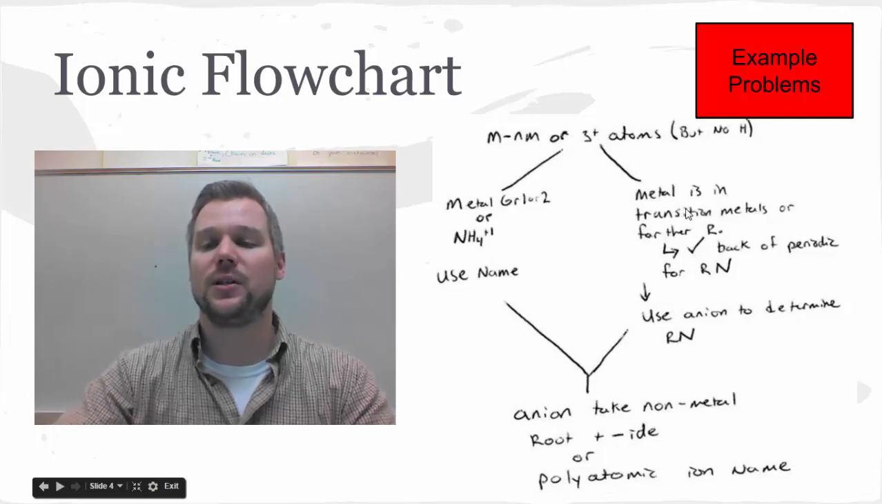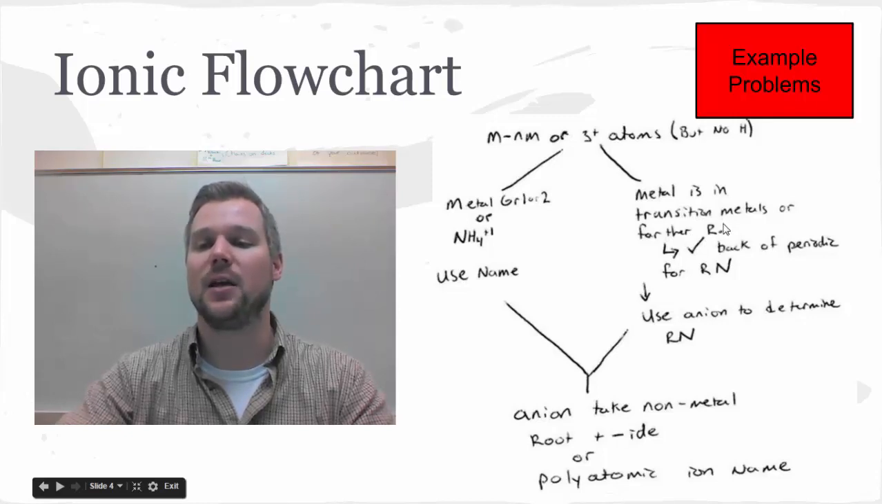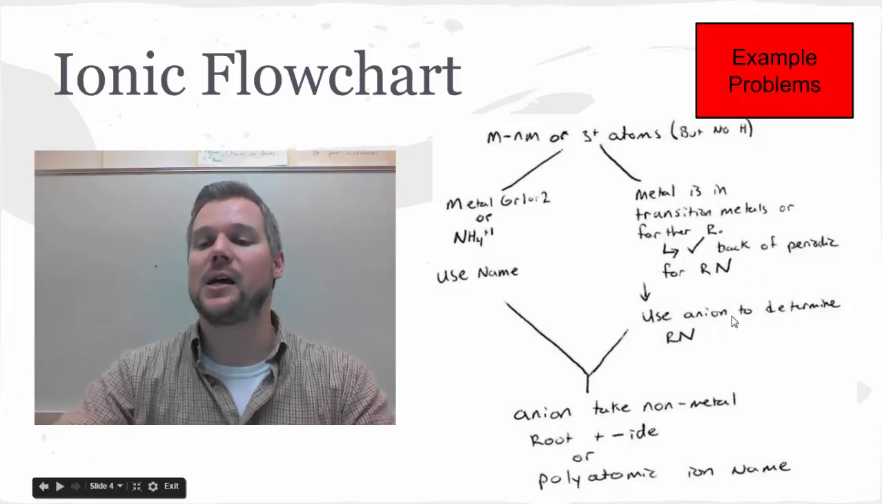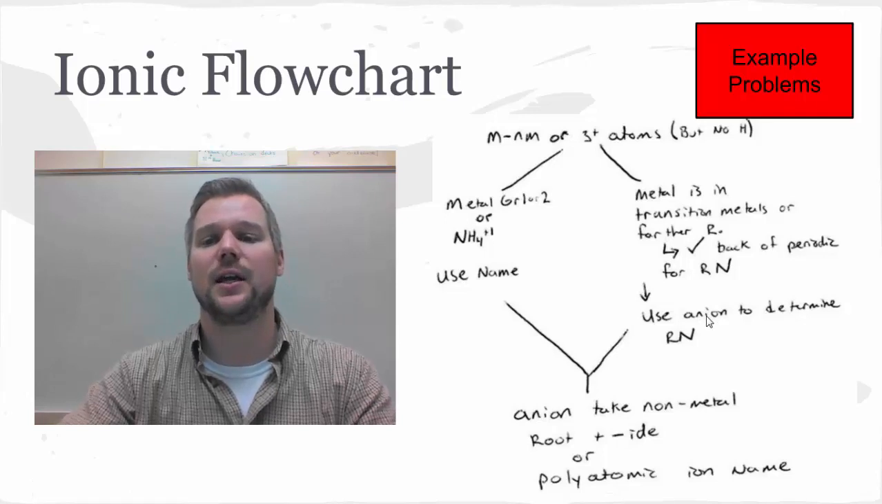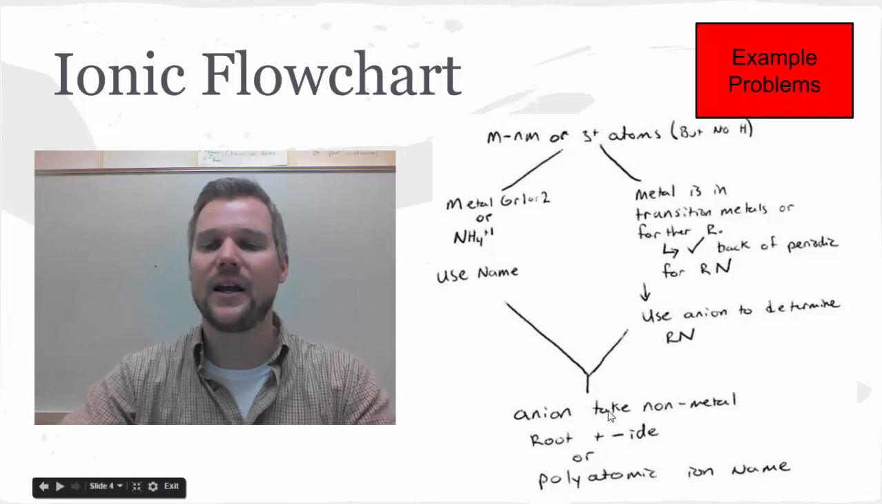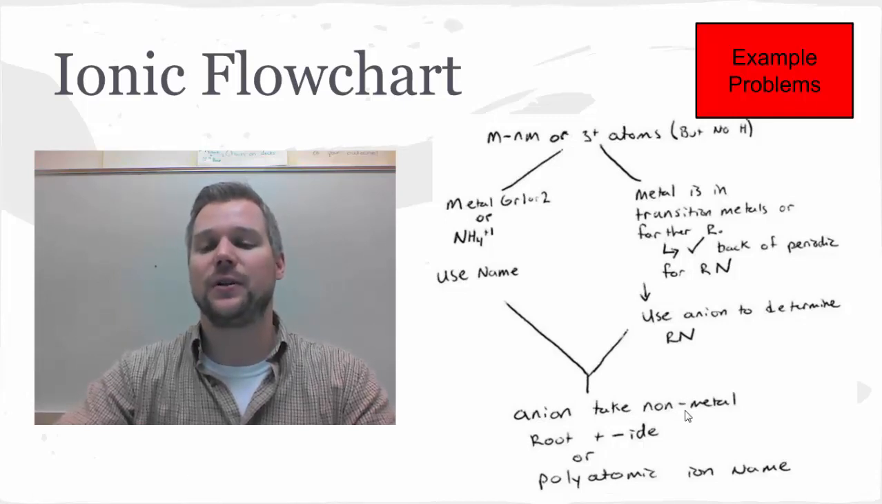If the metal lives in the transition metals or further right, make sure to check for Roman numerals on the back of your periodic table, and then use your anion to determine the Roman numeral. You would figure out how much total negative charge, and don't forget that the positive charge has to cancel that. The anion is going to take the nonmetal root, so if it's chlorine, it turns to chloride. If it's sulfur, it turns to sulfide, or whatever the polyatomic ion name happens to be.